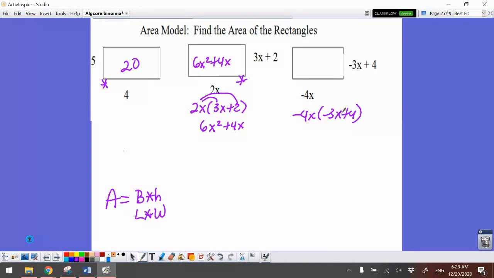All right, so I went ahead and wrote that as a distribution. Negative 3 times negative 3 is a positive 12. X and x is x squared. And a negative 16x. So I have 12x squared minus 16x. That's the area.